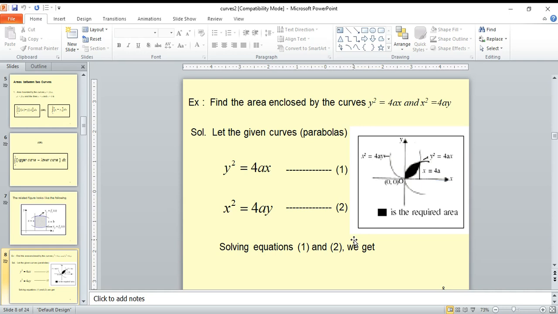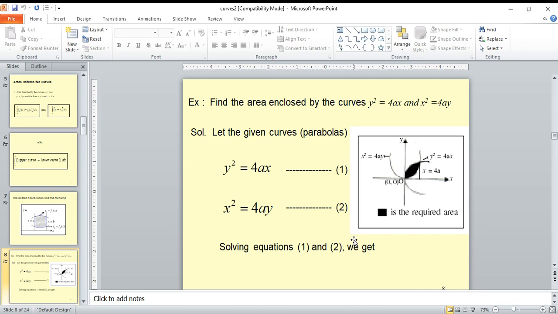Example. See carefully. This is the first example. Find the area enclosed by the curves y square equal to 4ax and x square equal to 4ay. This is a perfect example. Find the area enclosed by the curves y square equal to 4ax and x square equal to 4ay.